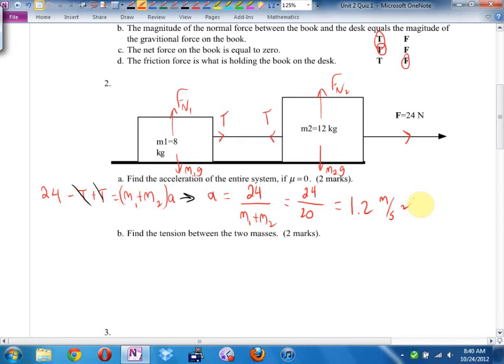Otherwise, I would probably give you 1 mark for the equation. I'd probably go something like this. 1 mark for that equation if I saw that, half mark if I saw that, and then half mark for the answer. But if you got the full answer, 2 out of 2.